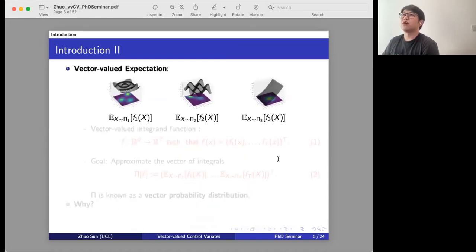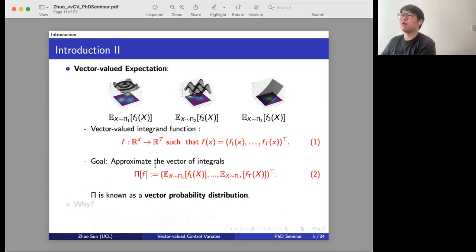So a vector-valued expectation is a generalization of the scalar-valued expectation. This is when we have an R^t-valued integrand function f, such that for each x, f(x) is R^t-valued. And the goal is to approximate the vector of the following expectations. This pi is formally known as a vector probability distribution. So you can see that for each component of this vector, we have a distinct expectation of interest.